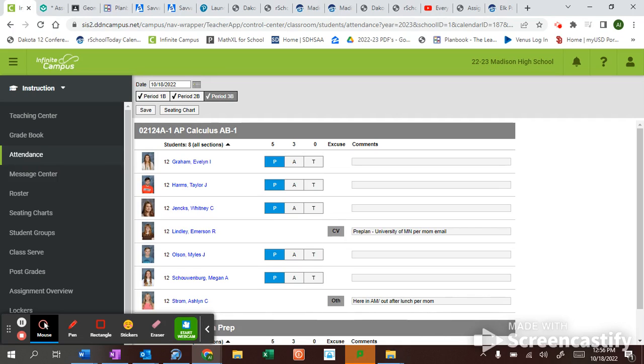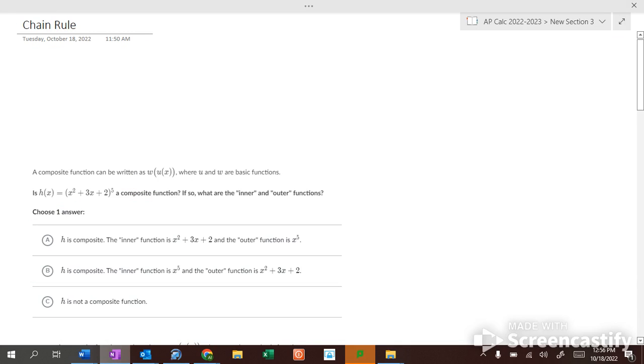All right, the chain rule. Okay, the chain rule. Why do we need the chain rule? Well, if we want to take the square root of x squared plus 2x plus 5, or minus 5, we need to use the chain rule.